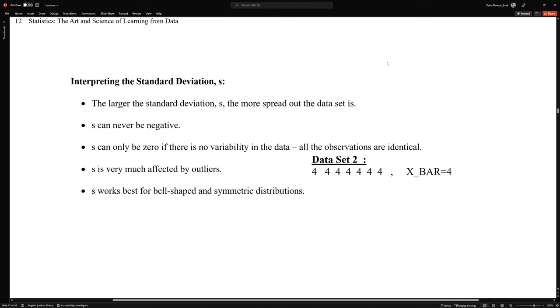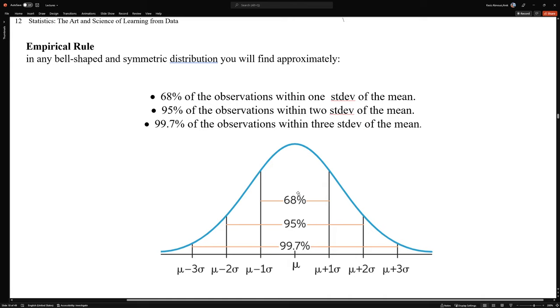And the standard deviation works best for bell shape and symmetric distributions. Why? Because in this kind of distribution, we don't have extreme values, right? Because it's bell shape and symmetric. This is the best case to use the standard deviation as a measure of spread. So this is a rule that you should know. This is called the empirical rule. In any bell shape and symmetric distribution, you will find approximately that 68% of the total observations are within one standard deviation of the mean.